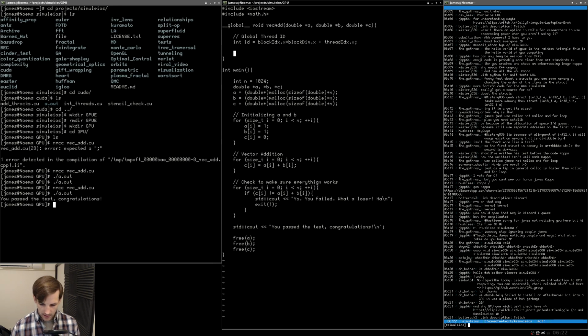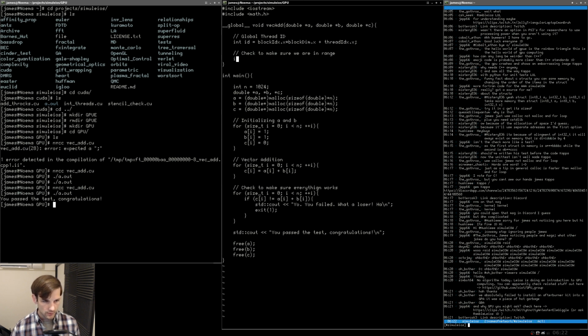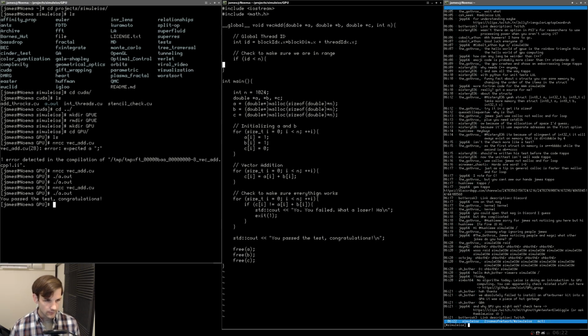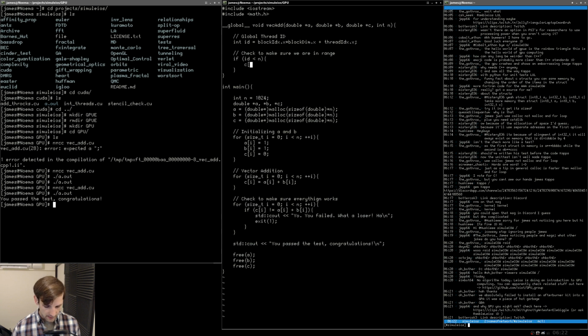Now we have another thing: check to make sure we are in range. So if id is less than n, which we'll be reading in, let's go ahead and read that in. Then we do the following: C of id is going to be equal to A of id plus B of id.